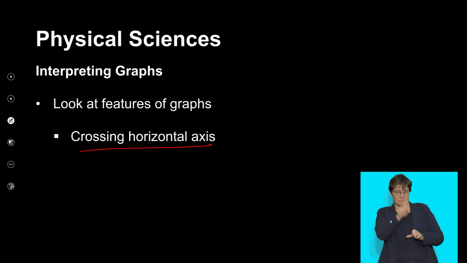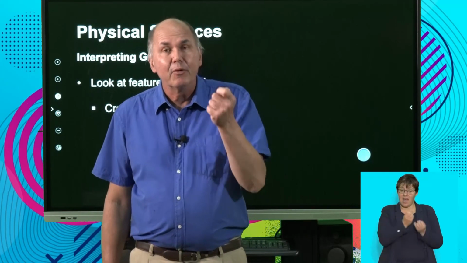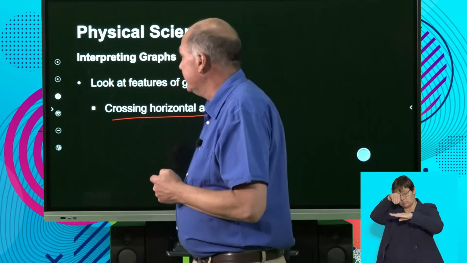We've said something about it already, and that's about crossing the horizontal axis. This is particularly important when we're dealing with vector quantities, because remember what a vector quantity is. It's something that has magnitude and direction. And we can indicate that direction as being, for example, positive or negative. So in the graph, when a value crosses the horizontal axis, then there's been a change in direction.